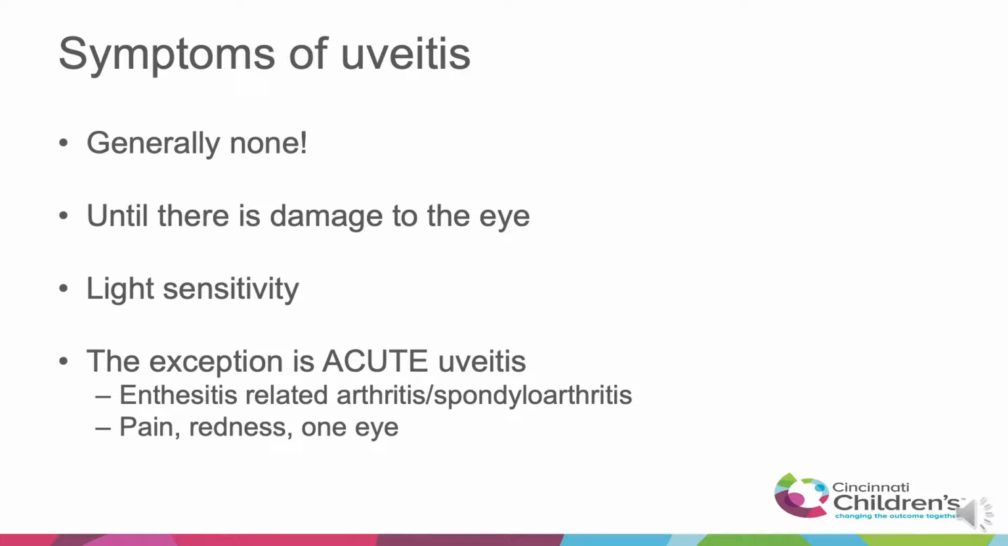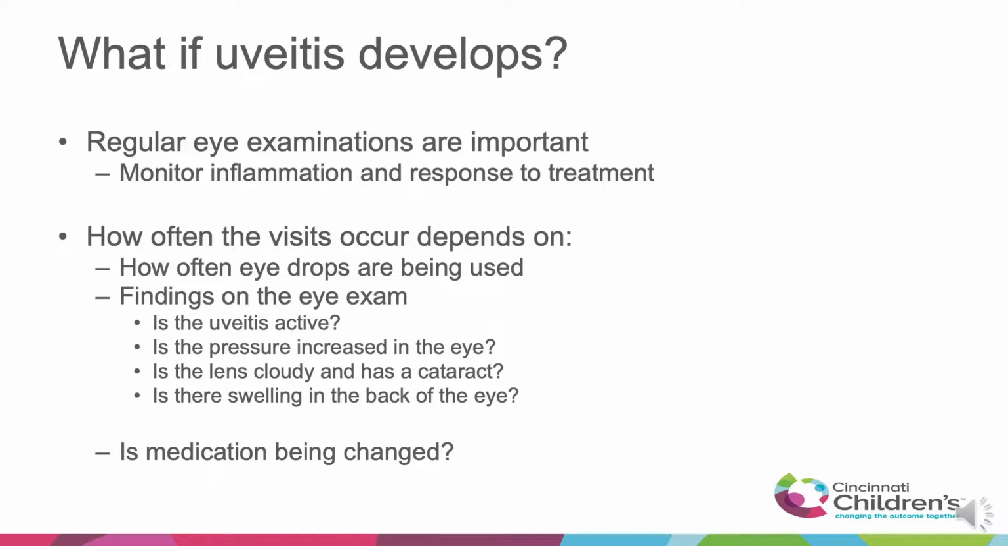So for these children, uveitis can have symptoms such as eye pain or redness, and it tends to occur in one eye. So when this happens, it's extremely important that they are evaluated by an eye doctor very quickly. What happens if uveitis is diagnosed? First, it's really important that eye exams occur regularly to monitor if the eye inflammation is getting better or worse, and if the treatment that your child is on is actually working.